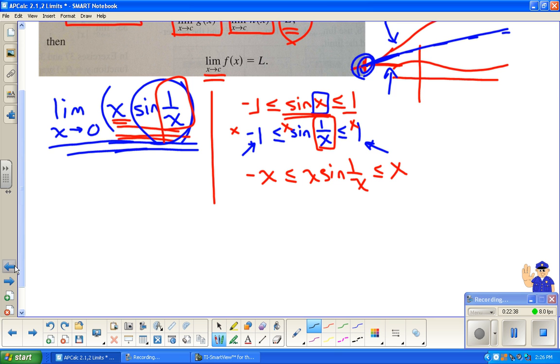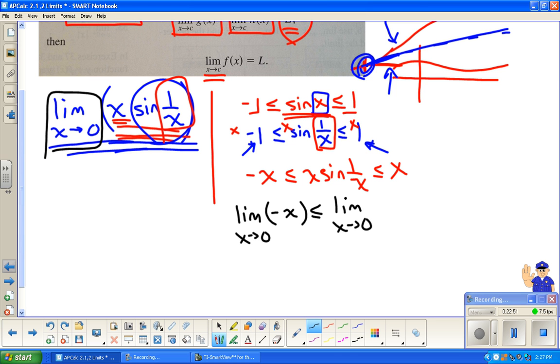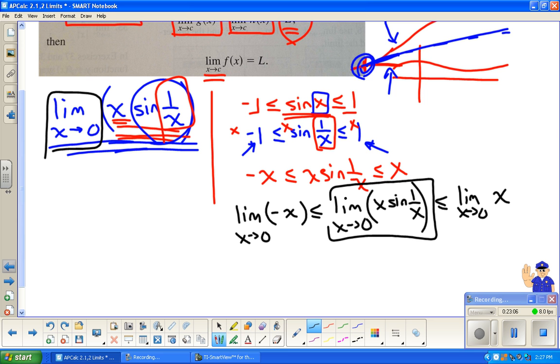All right, so now I'm going to do the limit of all three sides. So the limit, as x approaches 0, of the opposite of x, the limit, as x approaches 0, of all of this, and the limit, as x approaches 0, of x. Then I'm going to do those limits. Well, I can't really do this limit, because that's the whole goal of this. So I'm just going to write that down, as the limit I'm trying to find through this process.